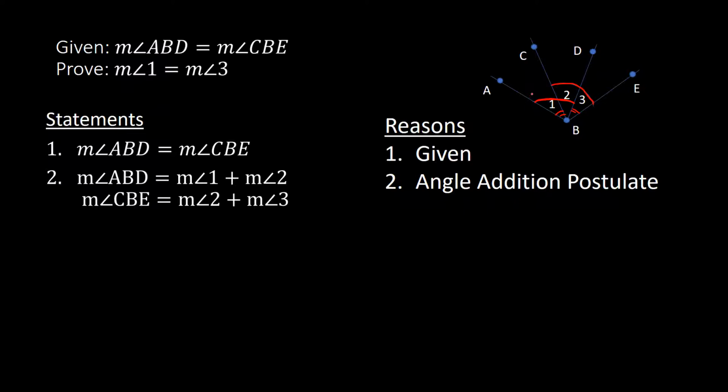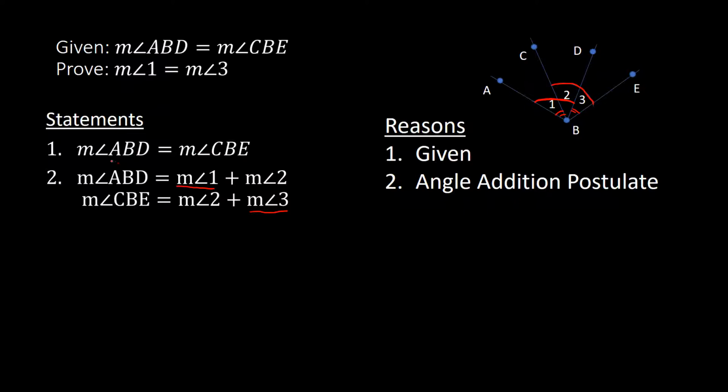Now for the next step, at the end I want to get to the point where I have just angle 1 and angle 3 together: measure of angle 1 equaling measure of angle 3. So a good next step would be somehow putting angle 1, angle 2, and angle 3 together. I need to get this and this somehow in the same equation. Well, notice the original statement. We have measure of angle ABD and measure of angle CBE.